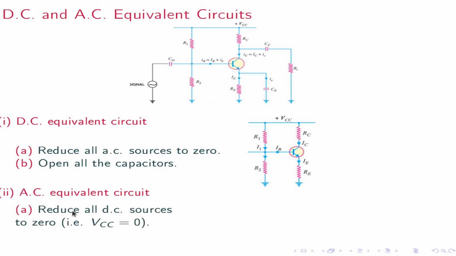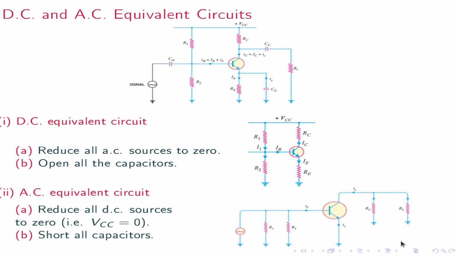Similarly, for an AC equivalent circuit, reduce all DC sources to 0, that is VCC 0, and short all capacitors. Not remove, short all capacitors. This is the AC equivalent circuit of this amplifying circuit.